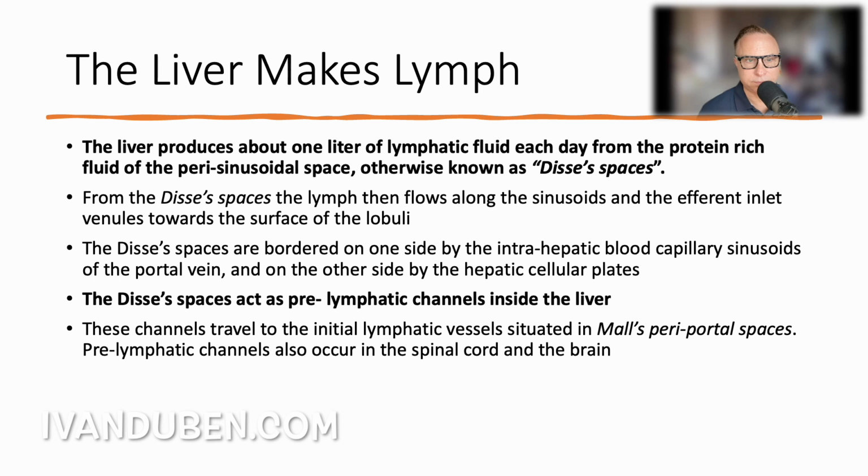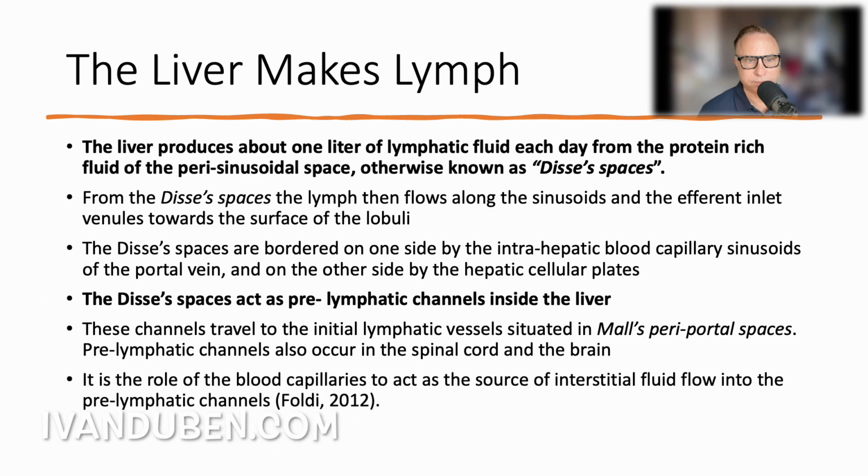Pre-lymphatic channels also occur in the spinal cord and in the brain, which I talked a little bit about in the cranial and cervical lymphovascular terrain. It is the role of the blood capillaries to act as the source of interstitial fluid flow into the pre-lymphatic channels. Understanding the role of the liver in the production of lymphatic fluid changes the consideration of addressing, fully, any osteopathic lesions of the liver in all capacities. It's difficult to deny the fact that the liver is indeed a primary lymphatic organ, in that the production and movement of lymph fluid is so dependent on it.